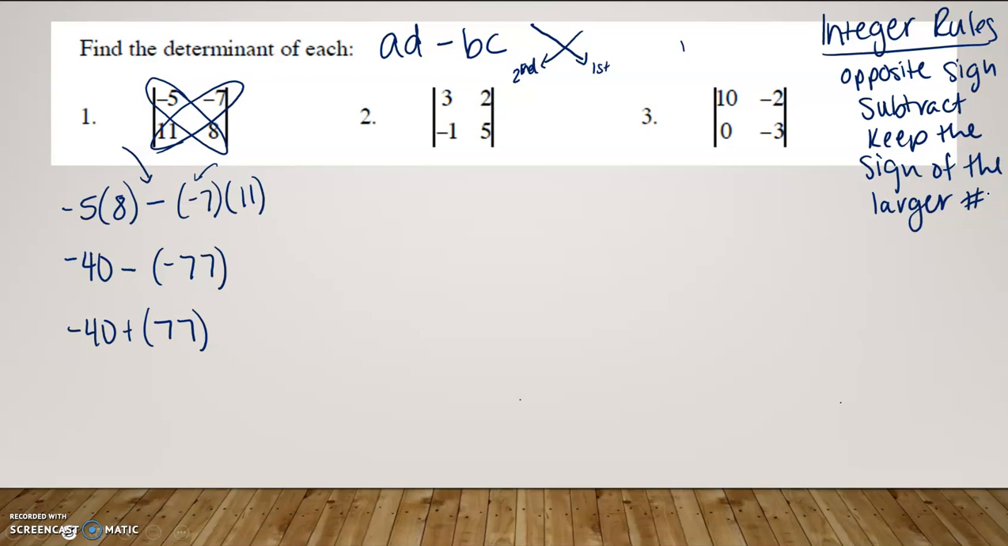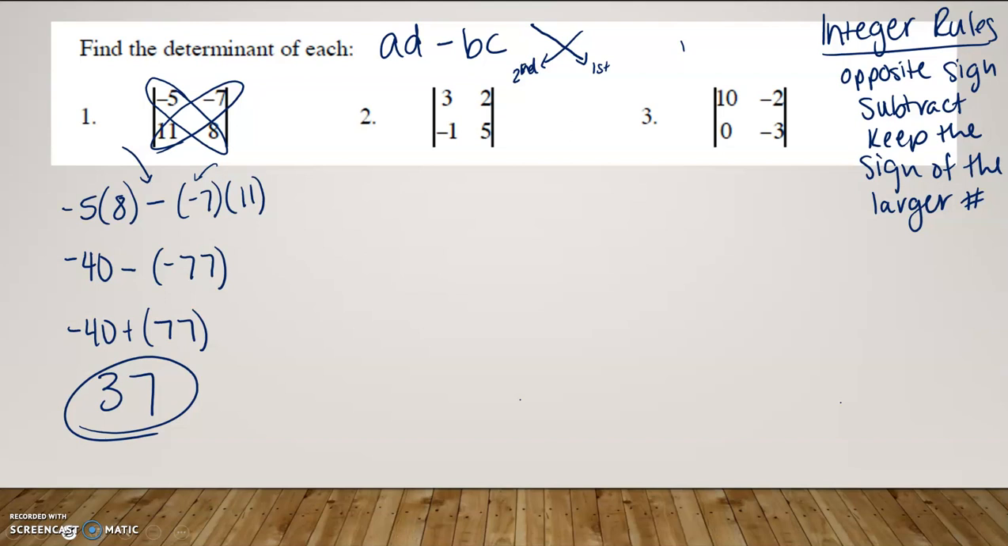All right, so we subtract these, so 77 minus 40 would give us 37, 77 is the larger number, so it's positive. So the determinant of 1 is just 37. Remember, back to our definition, the determinant is a number, so we should end up with a single value. All right, let's look at number 2.